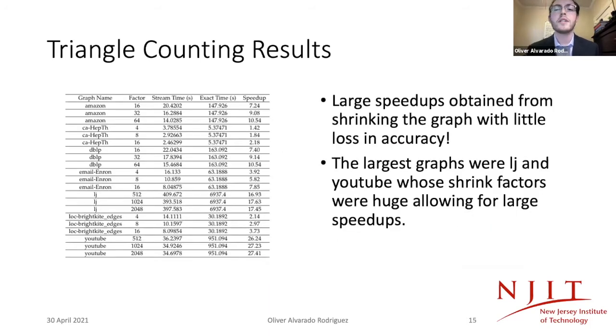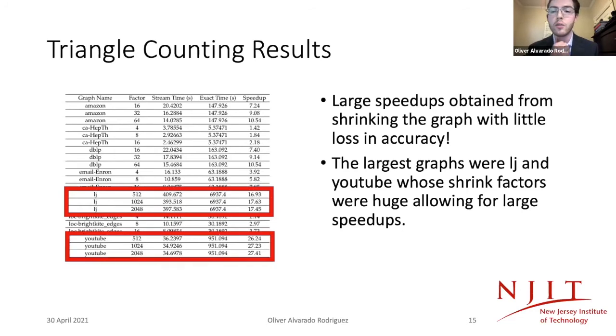Here's a table showing the speed up that is acquired when a graph is shrunken down. These speed ups, some of them close to 30 times faster, yield very little losses in accuracy, as we saw in the previous slide. Sometimes they may have to be adjusted to minimize the loss. The largest graphs, LJ and YouTube, shown in red there, with 30 to 60 million edges each, had little losses in accuracy with huge speed ups in execution time.